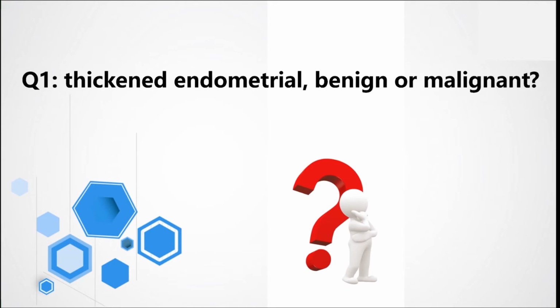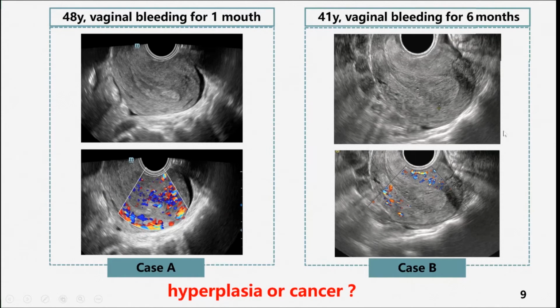Question 1. When the patient has the symptom of vaginal bleeding, ultrasonography showed thickened endometrium. How to distinguish between the benign from the malignant endometrium? Just like these two females, they had the same symptom and the similar B-mode imaging. Case A is a 48-year-old woman with vaginal bleeding for 1 month, and case B is a 41-year-old woman with vaginal bleeding for 6 months.